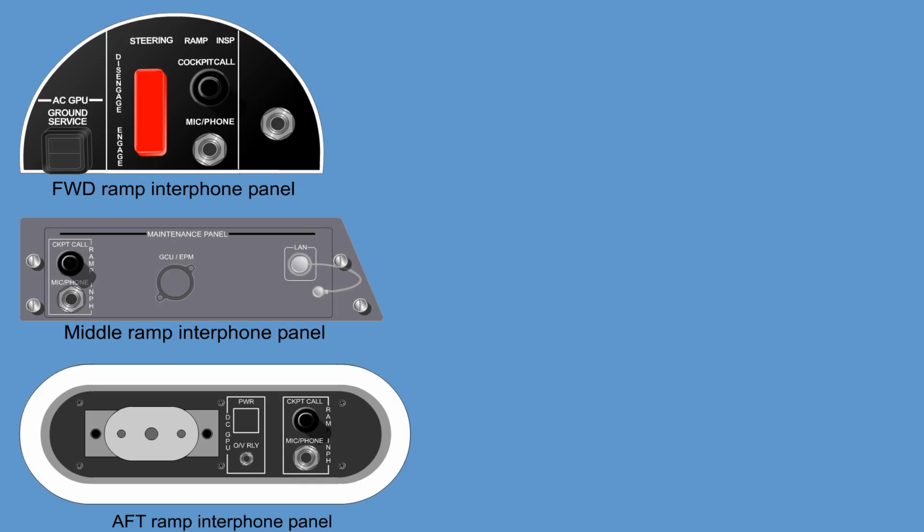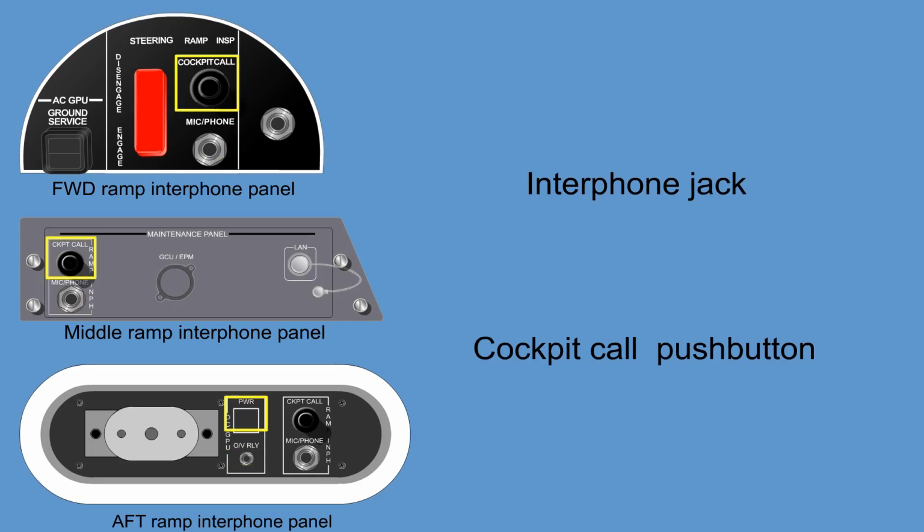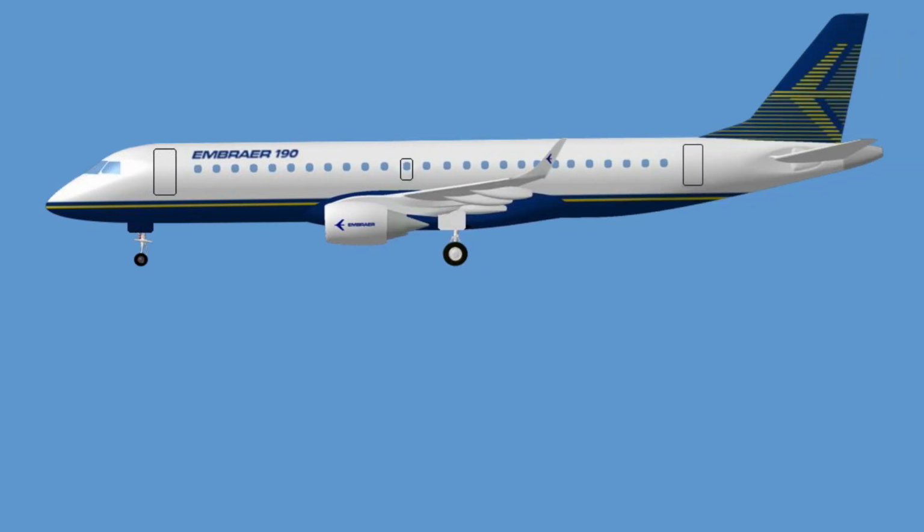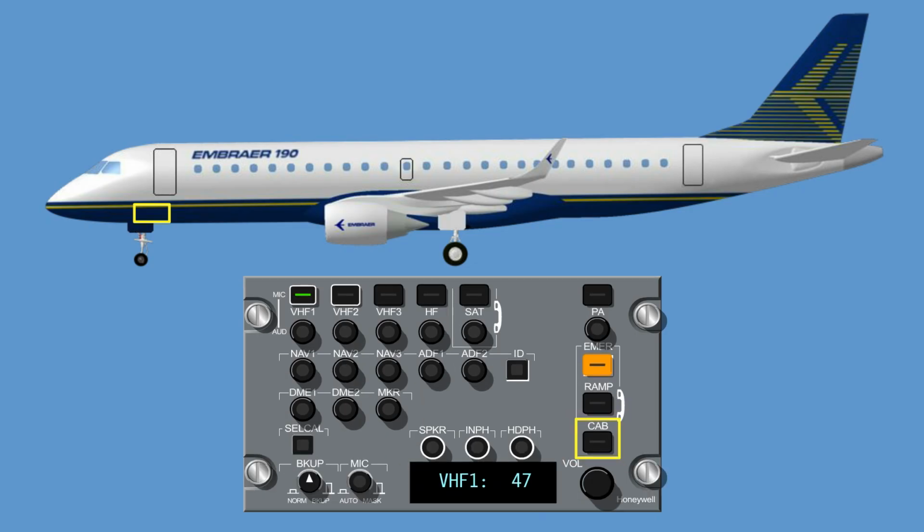Each ramp interphone panel contains an interphone jack and a cockpit call push button to call the pilot. A ramp call horn is installed in the nosewheel gear bay to summon ramp personnel. It sounds when the push button on the cockpit left or right console is pushed.